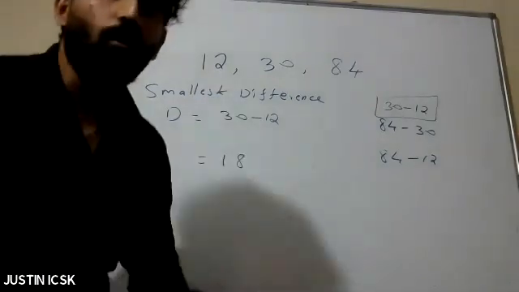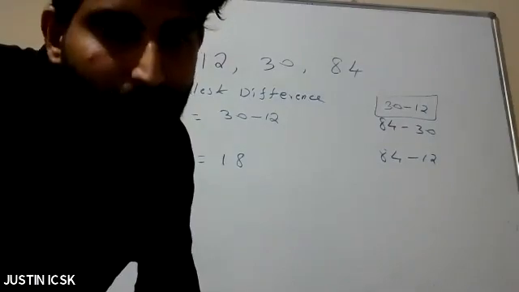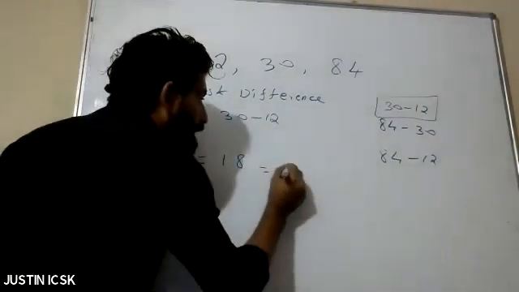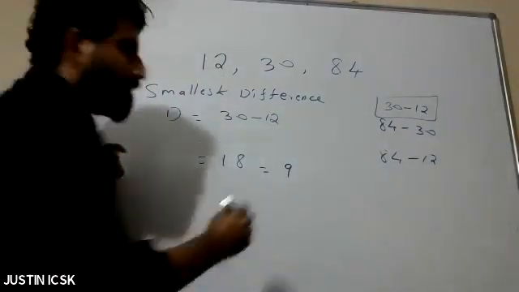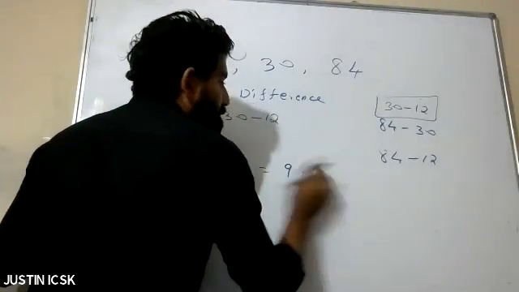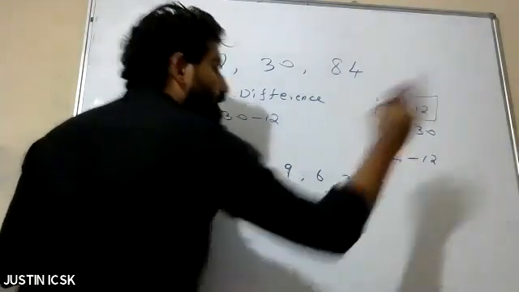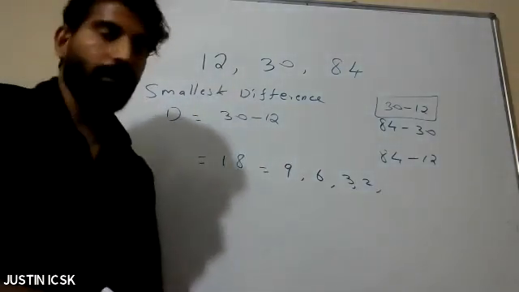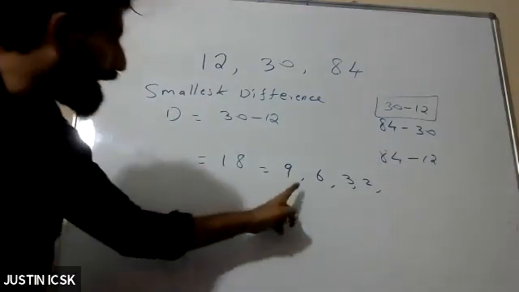So write all the factors of 18. We have to write the factors of 18 in descending order. 9 is a factor, since 9 2s are 18. 6 is a factor. Then 3 is a factor, 2 like that. 3, 2 and 1, these are the factors. Here the biggest factor is 9, so first I'll check 9.